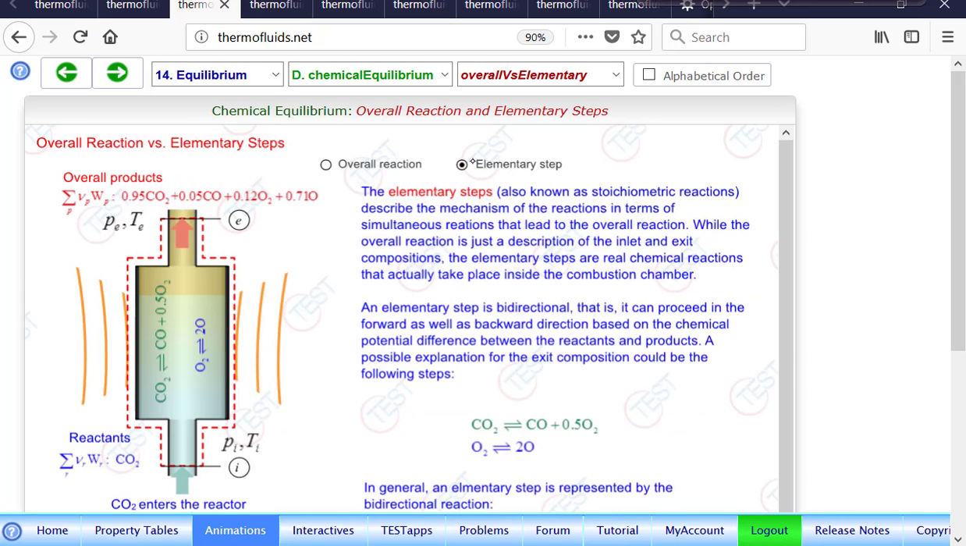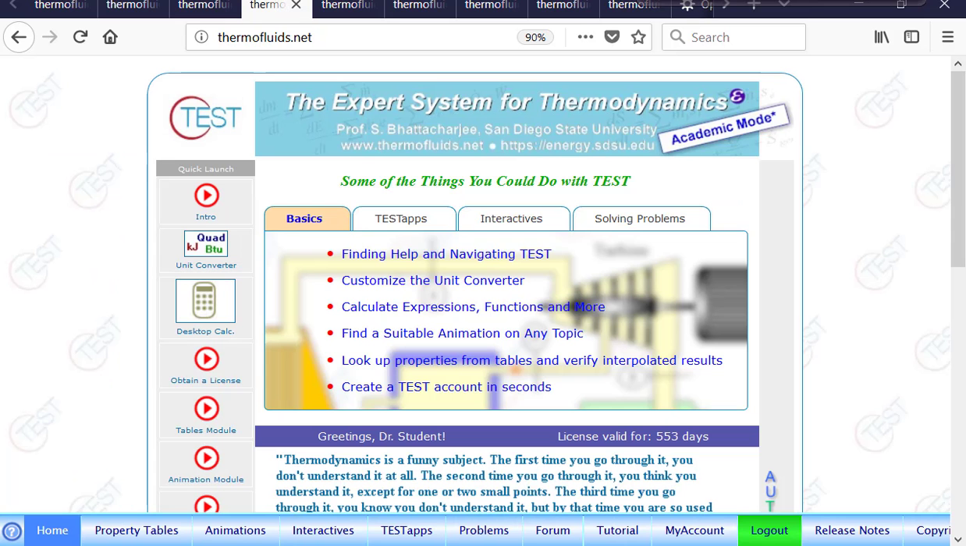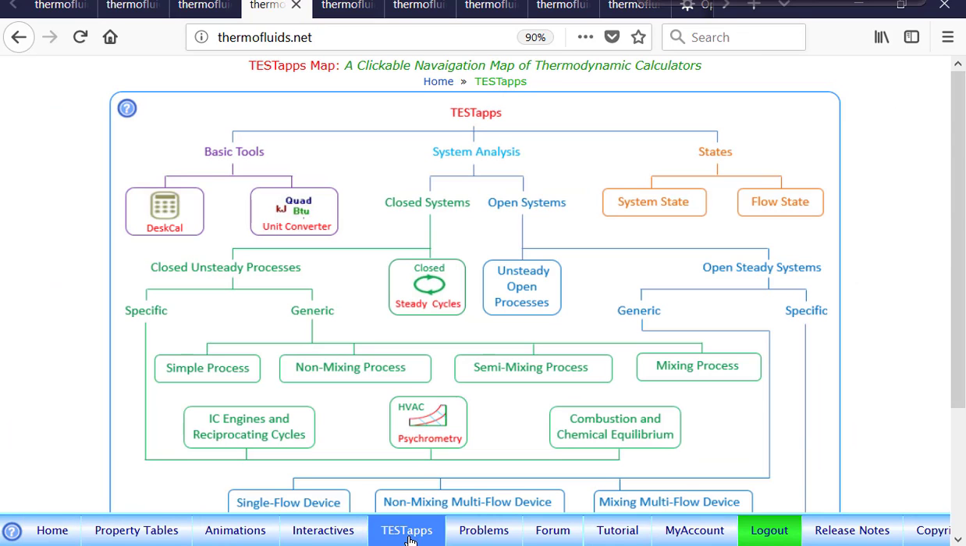But you can break it up. To solve this problem, you can break it up into elementary steps and analyze those to create the composition. We'll bypass this process using TEST. So let's go ahead and try to analyze this particular problem, dissociation of CO2.